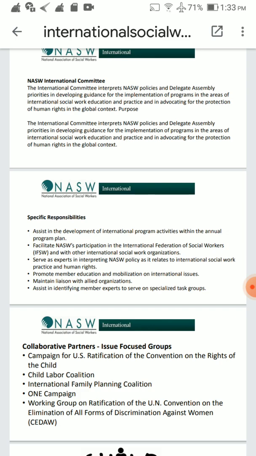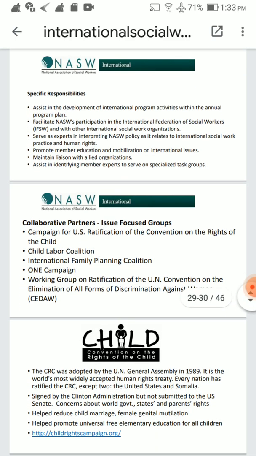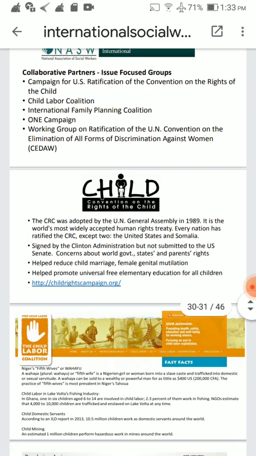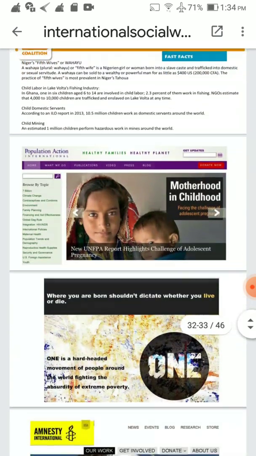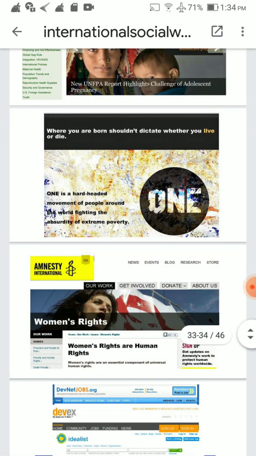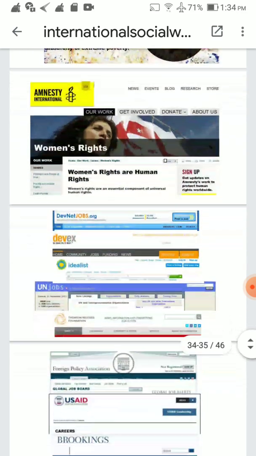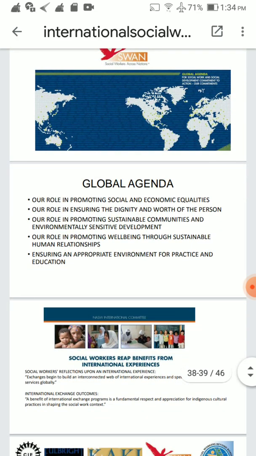NASW also has an international commitment. They also have specific responsibilities, the collaborative practice issues focus group. Here are the different focal population actions. This one, the women's rights. That's most of them. The global agenda which I already discussed earlier.